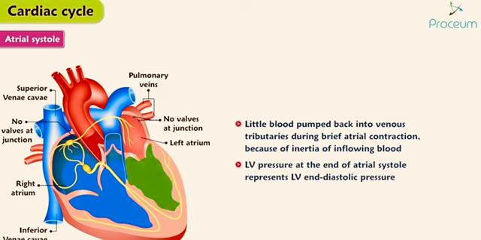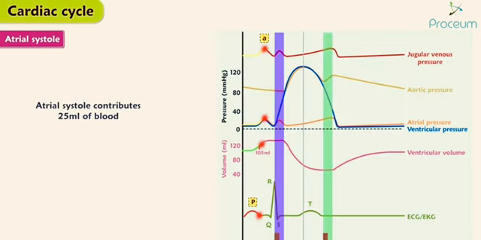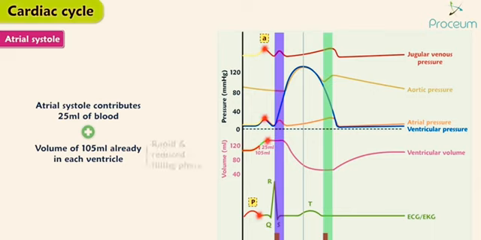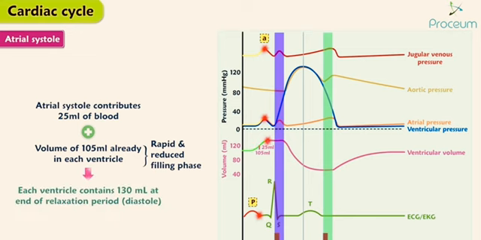Left ventricle pressure at the end of atrial systole also represents the left ventricle end diastolic volume. Atrial systole contributes 25 ml of blood, whereas a volume of 105 ml is already in each ventricle. In the right or left ventricle, there is a rapid and reduced filling phase. Each ventricle contains 130 ml at the end of the relaxation period, which is called diastole, and this is known as end diastolic volume.